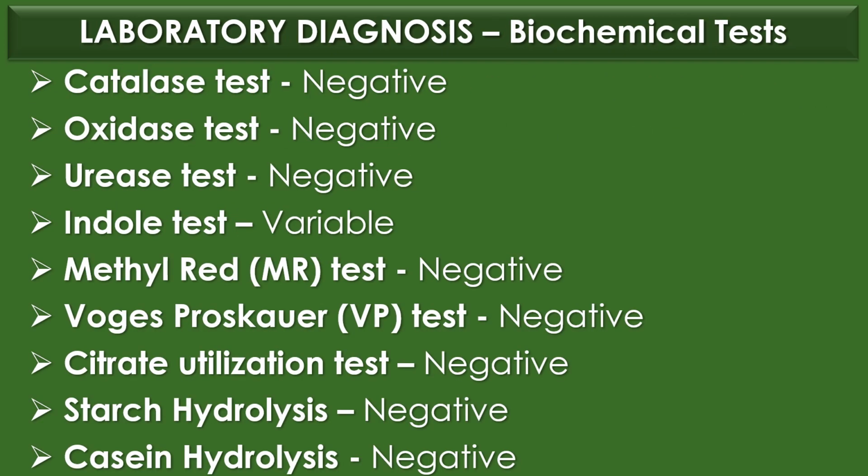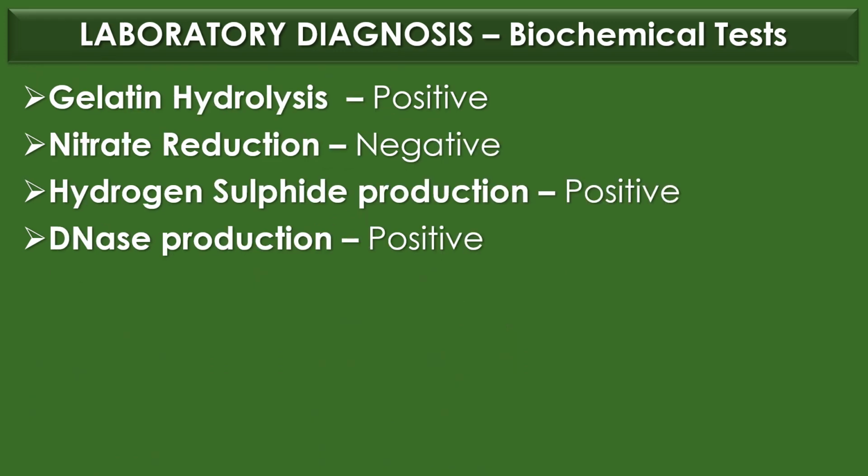Biochemical tests for Clostridium tetani identification. Catalase test negative, oxidase test negative, urease test negative, indole test variable, MR test or methyl red test negative, VP test or Voges-Proskauer test negative, citrate utilization test negative, starch hydrolysis negative, casein hydrolysis negative, gelatin hydrolysis positive, nitrate reduction negative, hydrogen sulfide production positive, and finally DNase production positive.